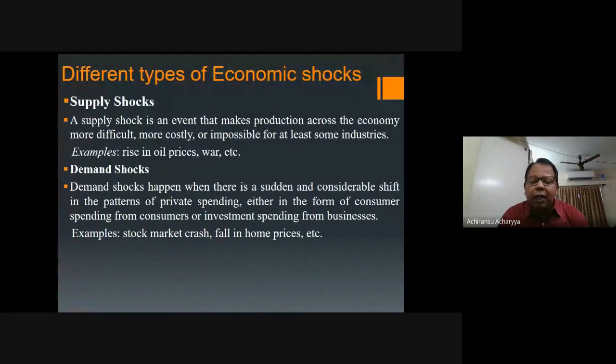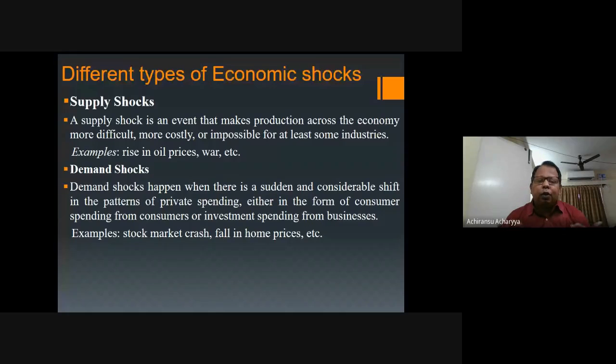Demand shocks happen when there is a sudden and considerable shift in the patterns of private spending, either in the form of consumer spending from consumers or investment spending from businesses. So examples are stock market crashes, fall in home prices, etc.